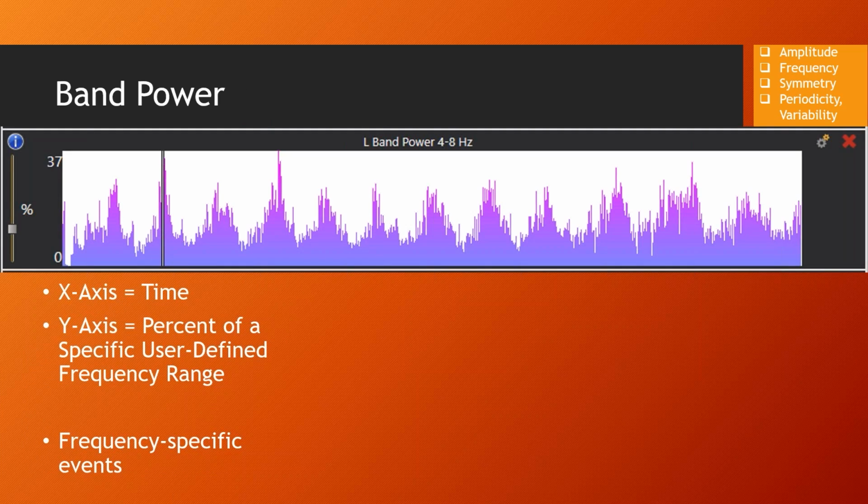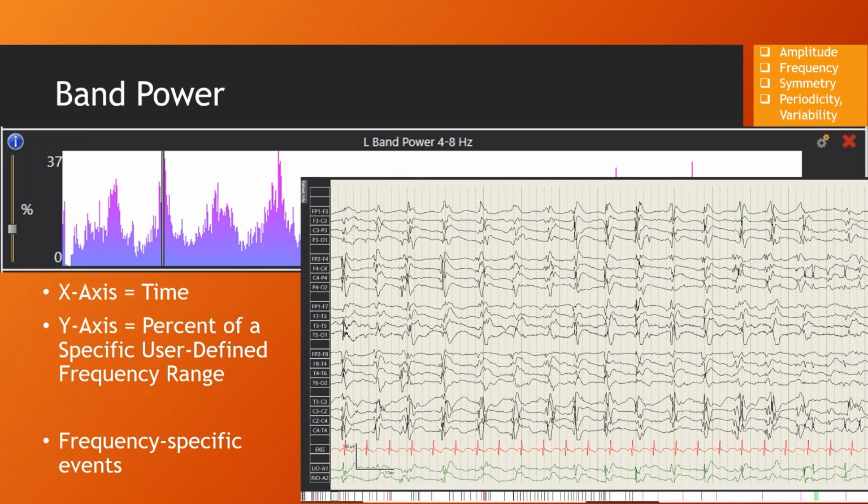Band power is also useful for looking at seizure activity. So here we have the band power in the 4 to 8 hertz range. We've specified that, and what we're looking at is a variety of peaks. And if we place our cursor on one of those peaks, what we see is we, in fact, have a patient who's in status. So band power is useful if you're looking at a narrow frequency range.